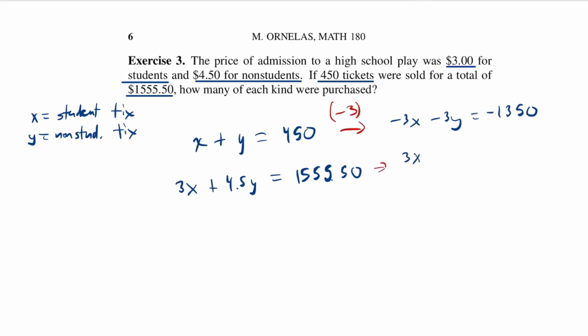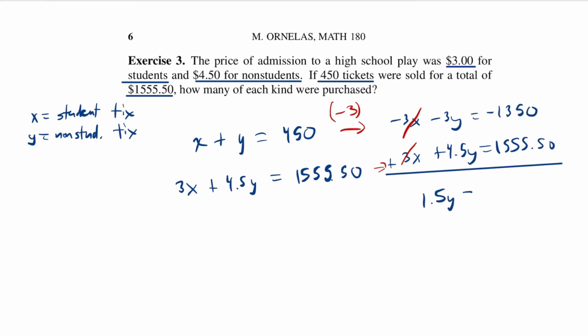Add, and we should get elimination here. We get 1.5y equals 205.5. Divided by 1.5, we end up with y equals 137. So that's the number of non-student tickets that were sold.